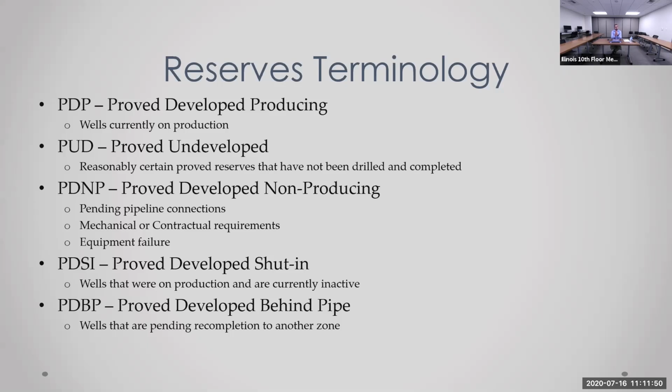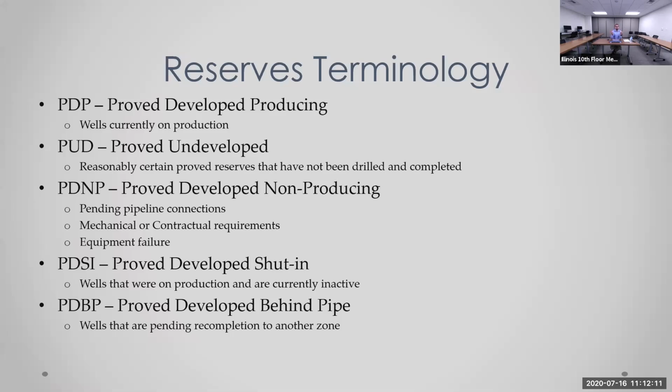Now, PDMPs. PDMPs are essentially PDPs with only one difference. They are proved, developed, non-producing. By non-producing, I mean that they could have pending pipeline connections. They could have mechanical or contractual requirements. They could have equipment failure.